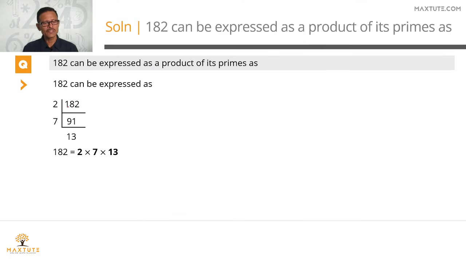If what I did does not appeal to you, this is a very systematic way of going about it. 182 is an even number, divided by 2 gives you 91. 91 is divisible by 7 and leaves you with 13. All of these are prime numbers. So 182 equals 2 times 7 times 13. Choice B is the answer to this question.